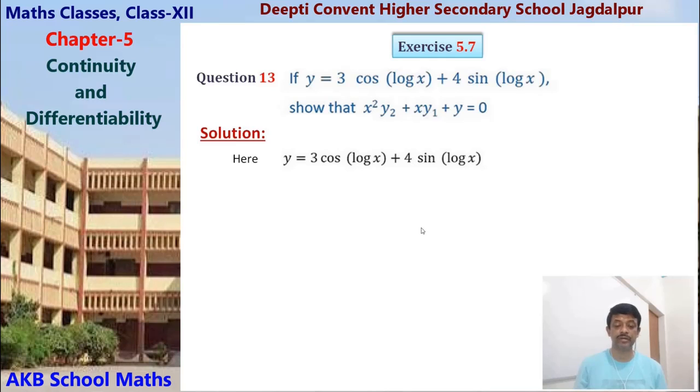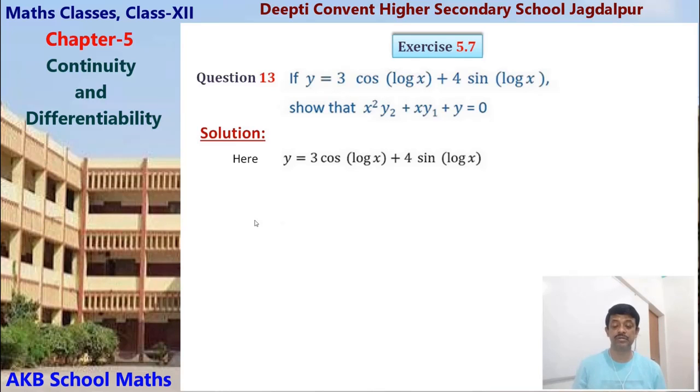Clear? So here there are two methods for solving this question. You can find y1 and y2, meaning dy by dx and d2y by dx square, and then put y1 and y2 in the left hand side and reduce it, and you can get 0 as the right hand side. Then it will show that this is equal to 0. And another method is this, by using in-between values we can also get it like this.